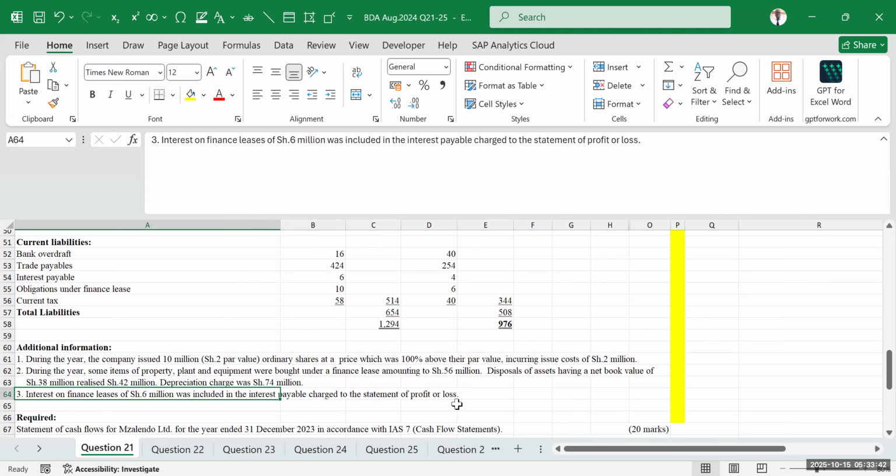What was the reason of adding? I want the explanation part of it. For me, I was following the English that was saying it was included in the interest payable. So according to me, it was already there in the 14 million that we have in the income statement.